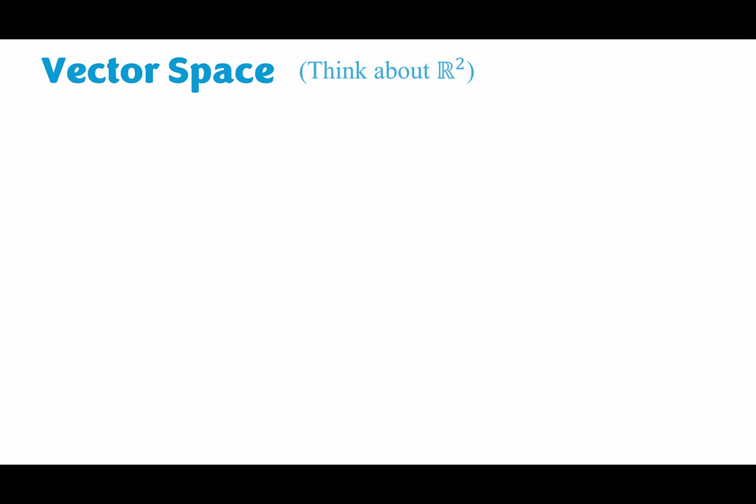Remember, what is R2? Well, it's the set of all ordered pairs of real numbers. So you can think about it as a two-dimensional space, right? All vectors with two entries, where those entries are real numbers. That is one particular example of a vector space. And really any dimensional space we can consider a vector space. You can think of it as a space of vectors.